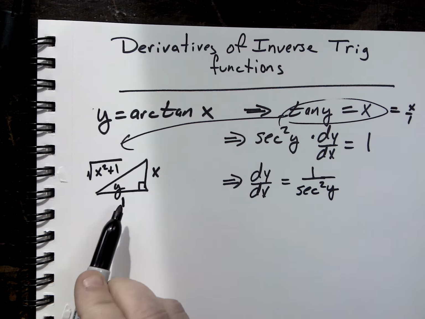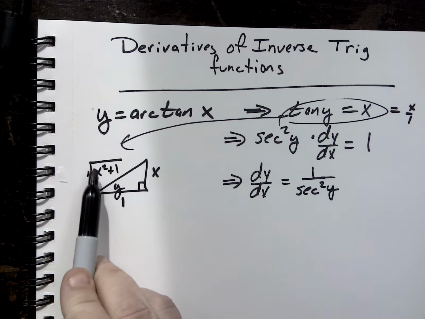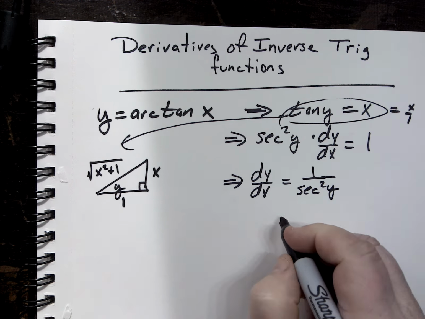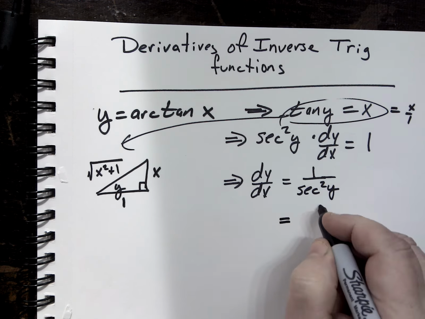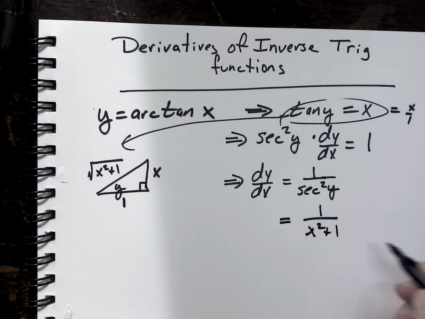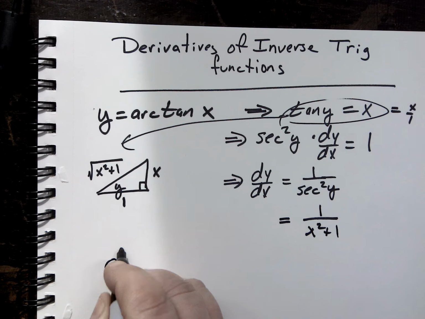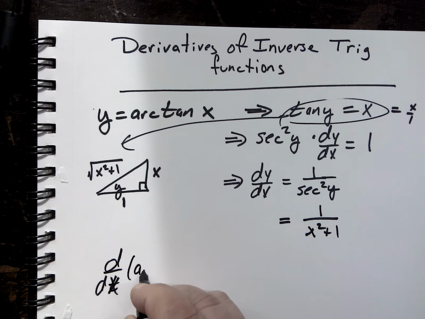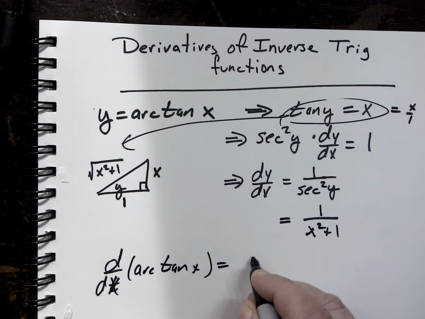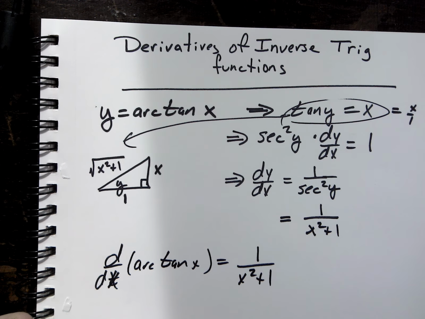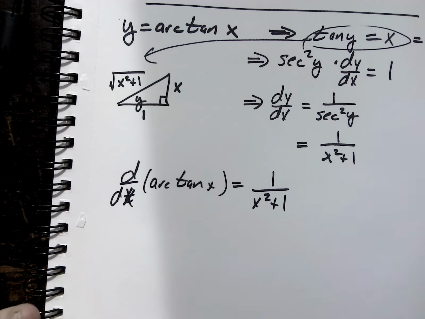Now, reading the triangle, secant is the square root of x squared plus 1 over 1, because secant is 1 over cosine, and I'm squaring it, so I get x squared plus 1. So the derivative of arctan is 1 over x squared plus 1. Cool. Let's do another one.